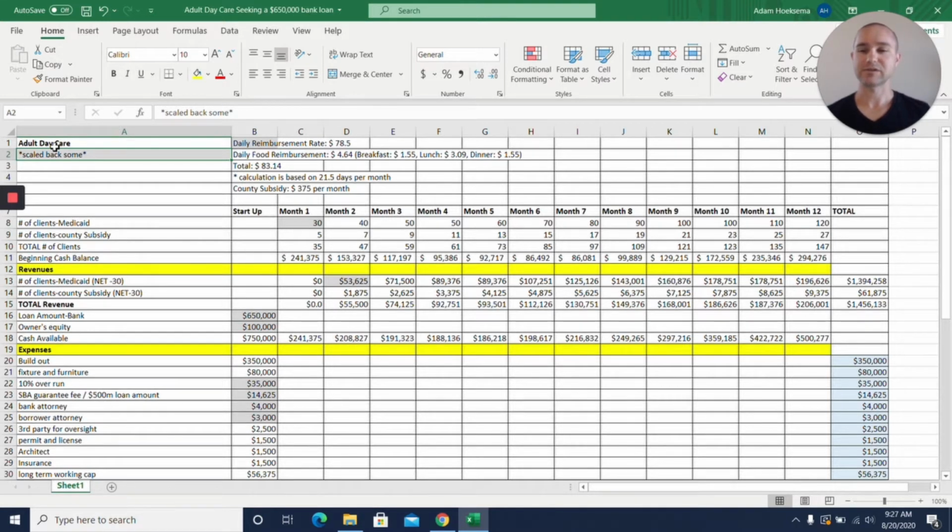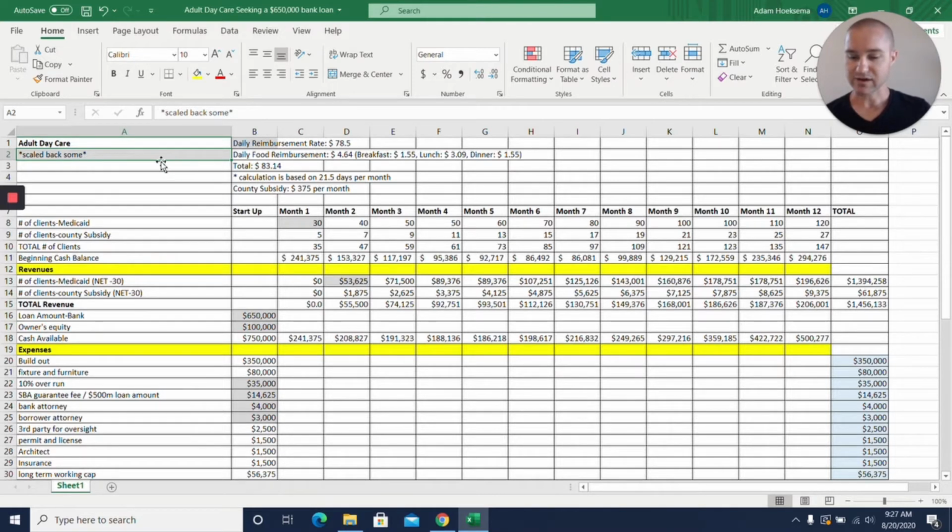So when you say "scaled back some," it immediately puts a strange taste in my mouth. So I just call them your projections. You don't need to say that they're conservative.